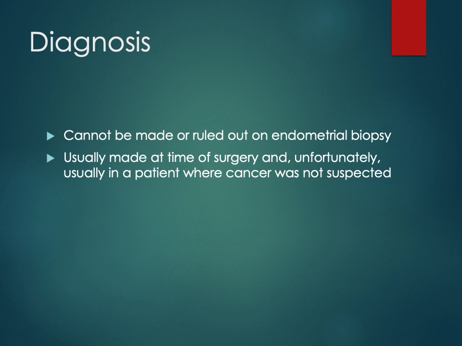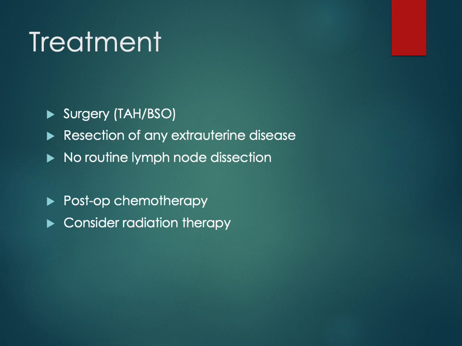So it's important to note that a uterine sarcoma can't be ruled out on a negative endometrial biopsy, and that makes sense because the tumor's in the wall of the muscle, not in the endometrium. And usually the diagnosis is made at the time of surgery.